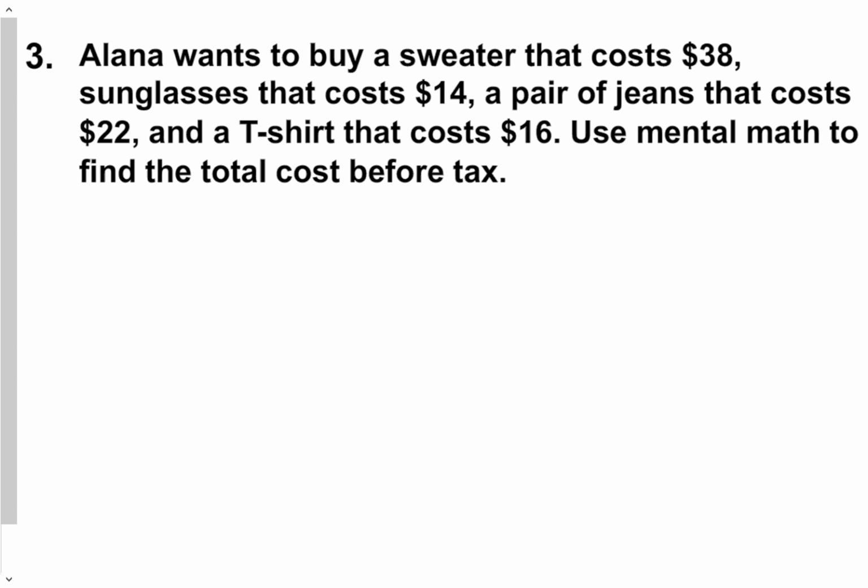Okay, moving on. Alana wants to buy a sweater that costs $38, sunglasses that cost $14, a pair of jeans that cost $22, and a t-shirt that costs $16. Use mental math to find the total cost before tax. So what we're going to do is write an expression for the total cost. So we want to add 38 plus 14 plus 22 plus 16.